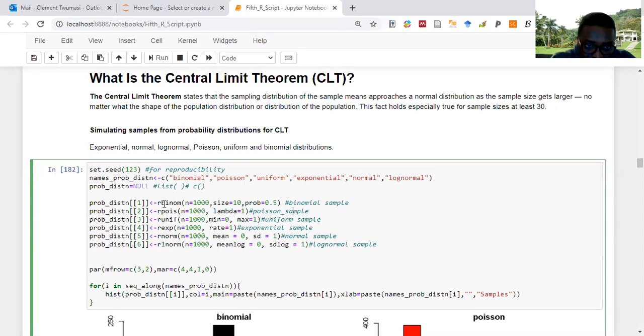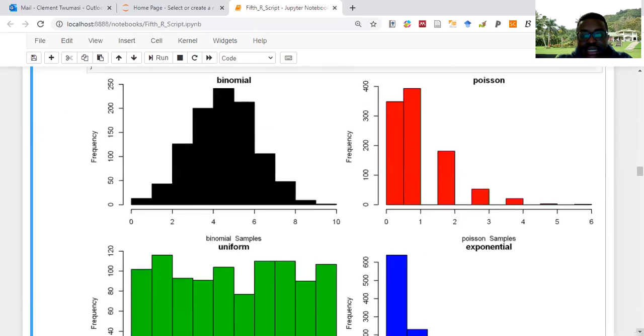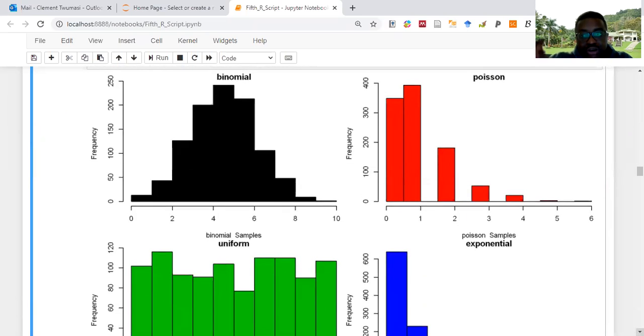So here I'm simulating from binomial, 1,000 samples of binomial with these specific parameters, and then 1,000 from Poisson, 1,000 from uniform distribution, 1,000 from exponential, 1,000 from normal, and 1,000 samples from log normal. Okay, and so here I just run it, and then I'm just checking the original distributions of the data itself.